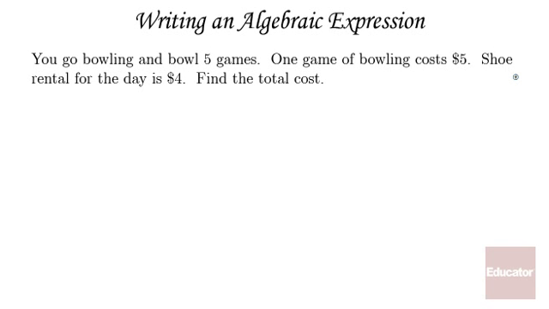One game of bowling costs $5 and your shoe rental for the day is $4. Find the total cost. First, let's start with our algebraic expression. I'm going to use g for games. So games is represented by the variable g. So I'm bowling 5 games. That's 5 times g.